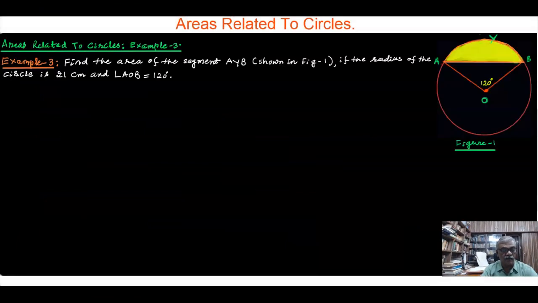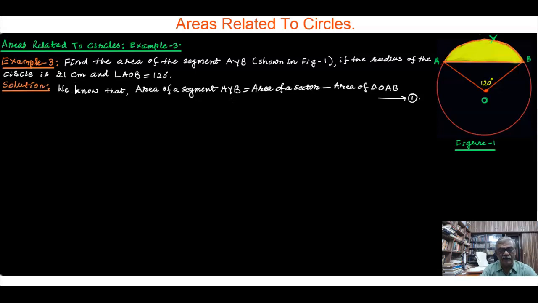Now, third example regarding the sector and a segment whose area is to be calculated here. Example 3: find the area of a segment AYB shown in the figure. If the radius of the circle is 21 centimeter and the angle subtended by that sector is 120 degree, we have to find out the area of this segment.